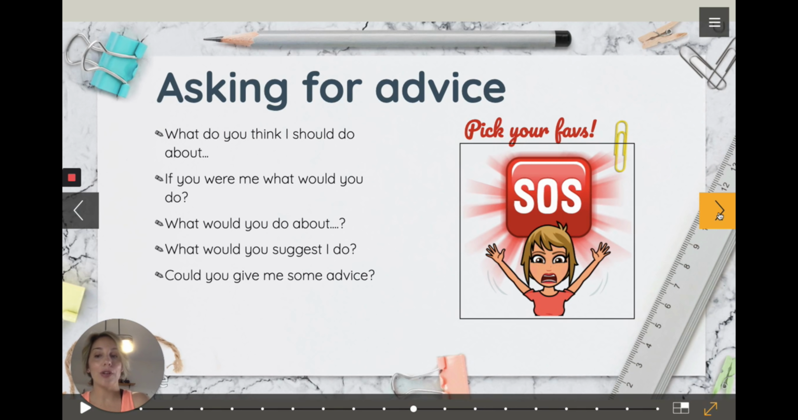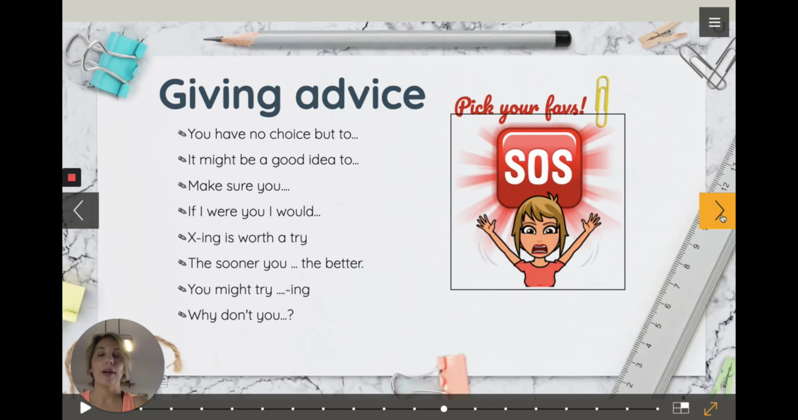When you ask for advice, these are some expressions that you can use. What do you think I should do about blah, blah, blah? If you were me, what would you do? What would you do about this topic? What would you suggest I do? Could you give me some advice? Okay. And then when you are giving advice: well, you have no choice but to blah, blah, blah. It might be a good idea to make sure you, if I were you, I would.